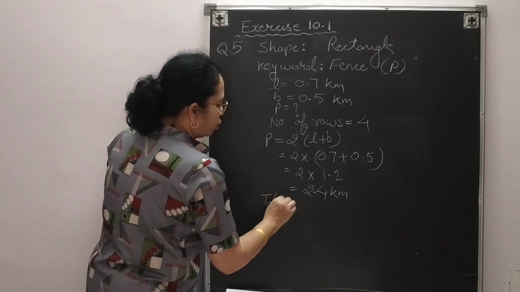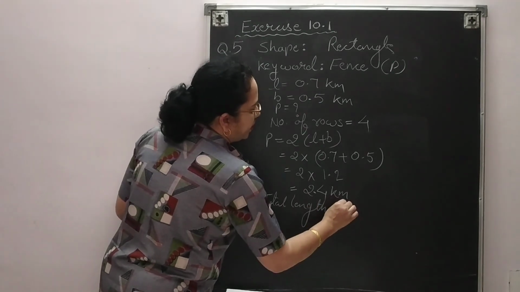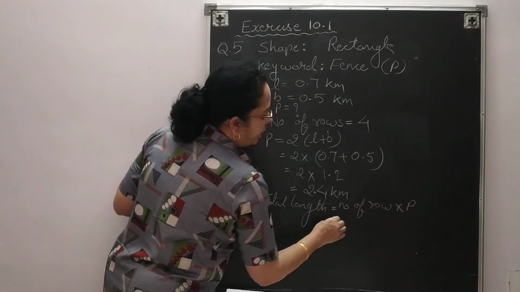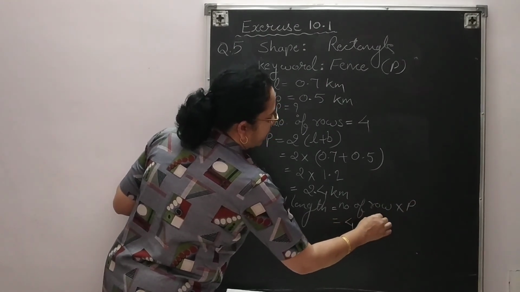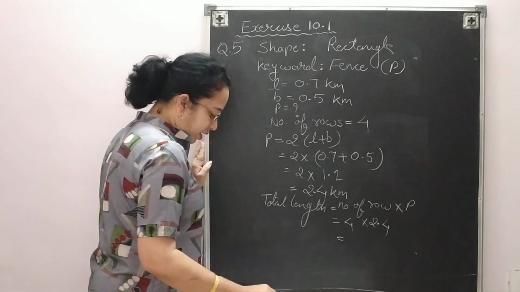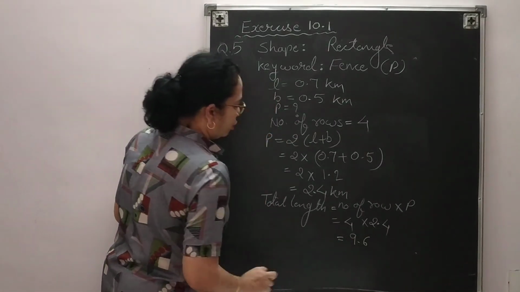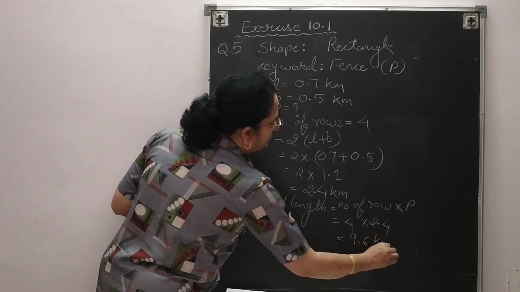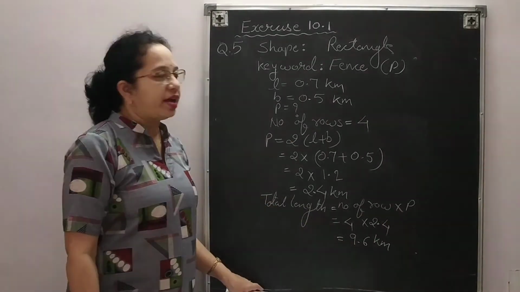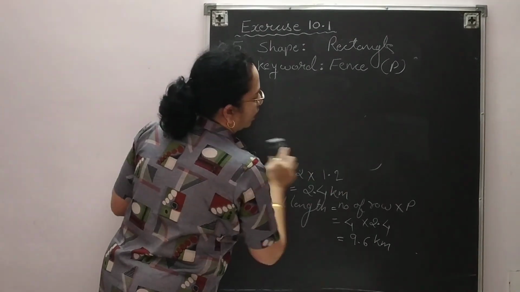Now you need to find total length. How to find total length? Here we multiply by number of rows. Multiply by perimeter. So number of rows are 4 and perimeter is 2.4. And multiply these two. You will get here 9.6 and the unit will be kilometer because everything is given in kilometer. So the total length of wire required is 9.6 kilometer.